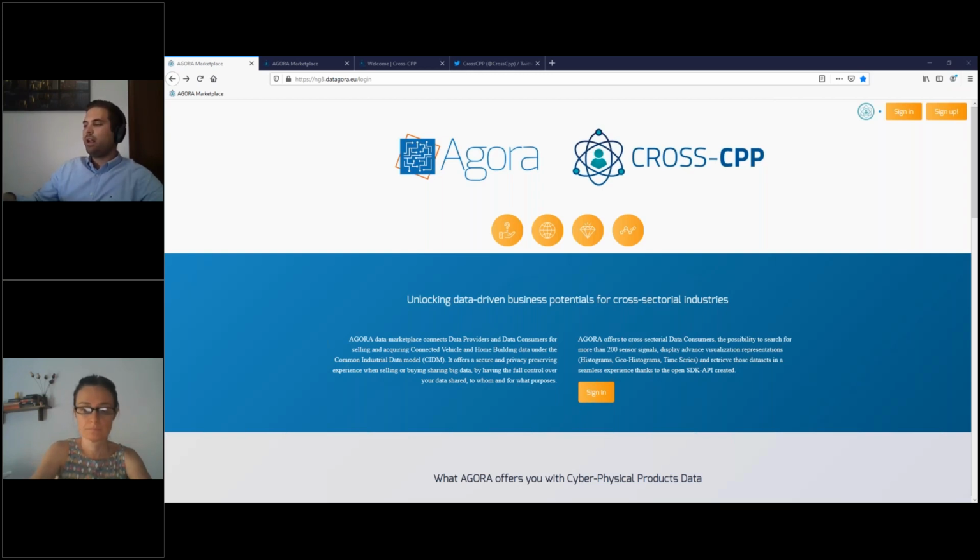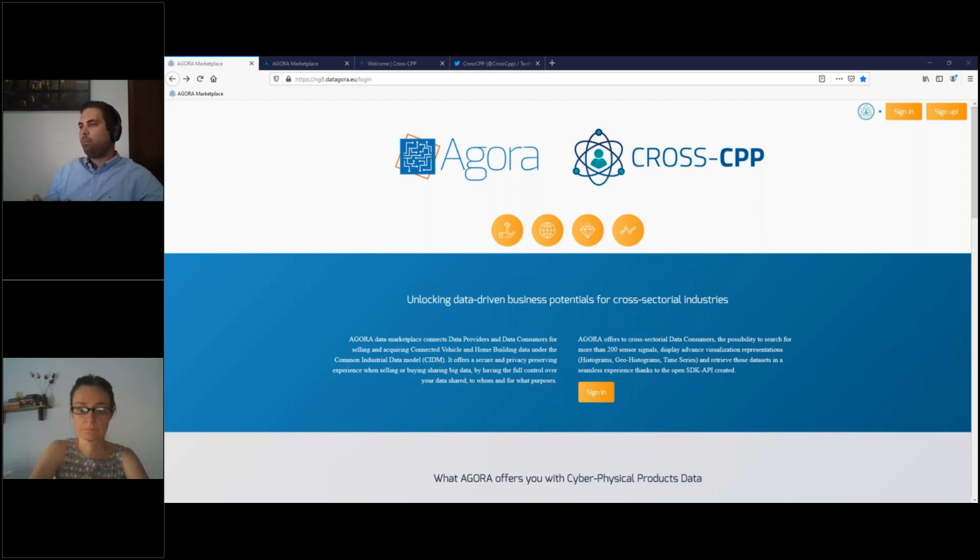So the data provider has to sign up there and has to give the marketplace the write permission and the read permission to try to index this data. Okay, so then we jump into the marketplace.